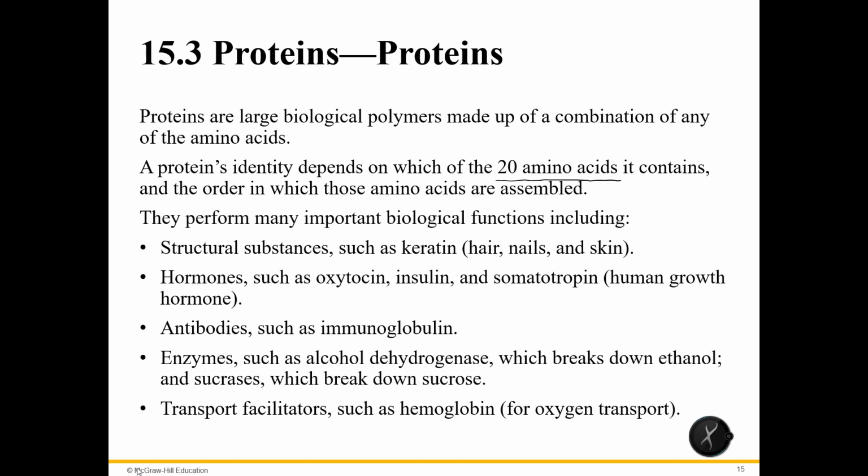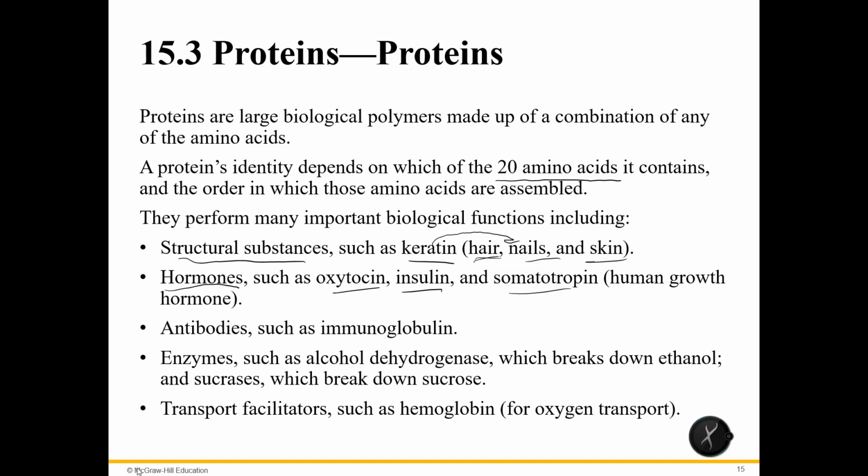Again, think about where proteins are used. Structural substances such as keratin. Keratin's what gives you your hair, nails, and skin. Specifically, what you normally relate keratin to is nails and hair, but it is that hard substance of your nail. Also, rhinoceros horns are keratin, so that's where you're going to see the word keratin. Then we have hormones such as oxytocin, insulin, and somatotropin, which is human growth hormone.